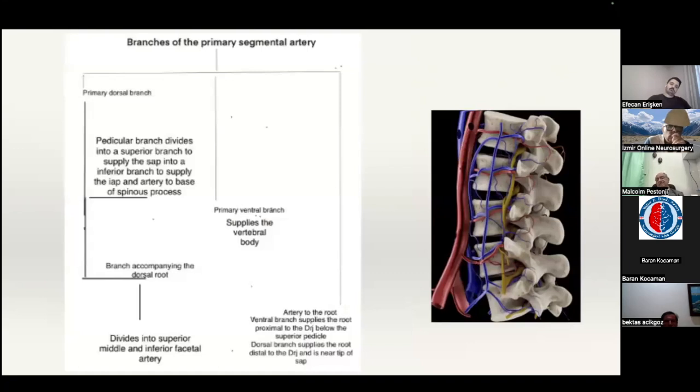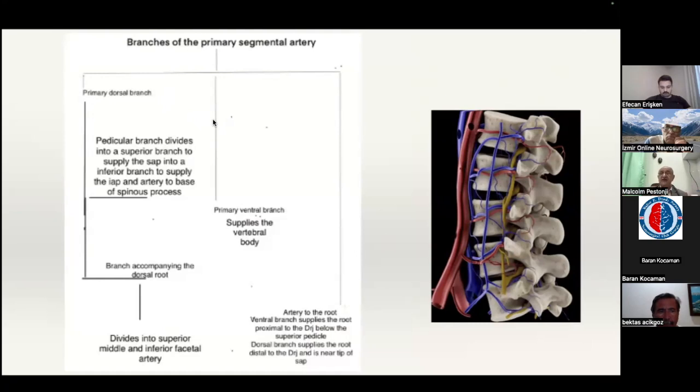Now, I put this image here. It's actually a stock image. It just shows you the segmental artery and the primary dorsal arterial branch. See, there are 3 branches that come out in the foramen. One is the primary dorsal branch. Then obviously, if we use the word primary dorsal branch, there has to be a primary ventral branch. The ventral branch supplies the vertebral bodies.